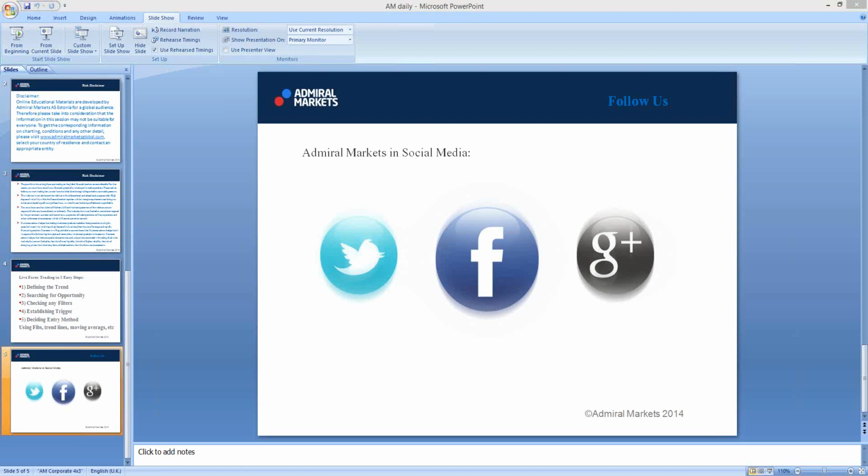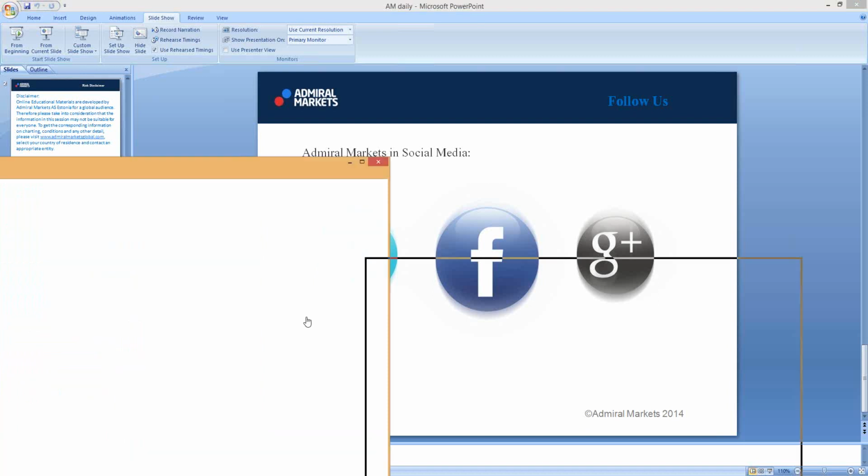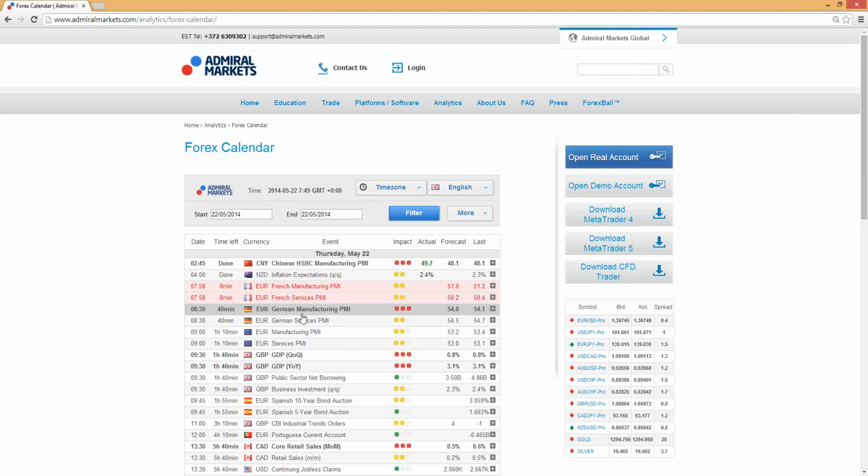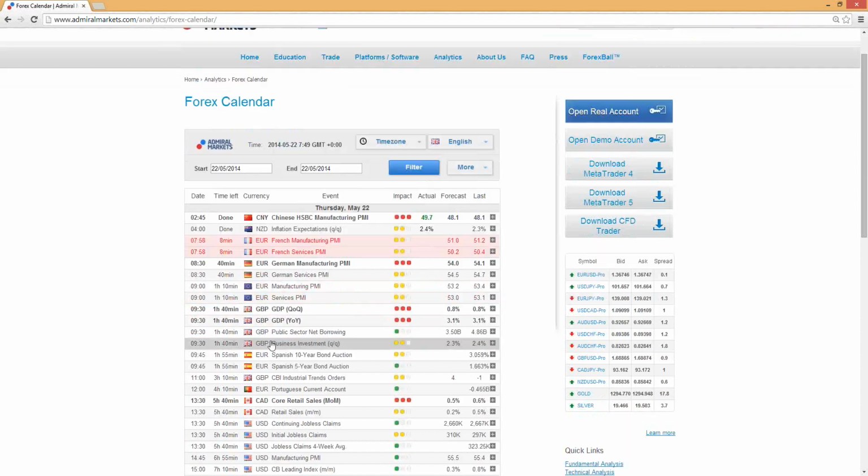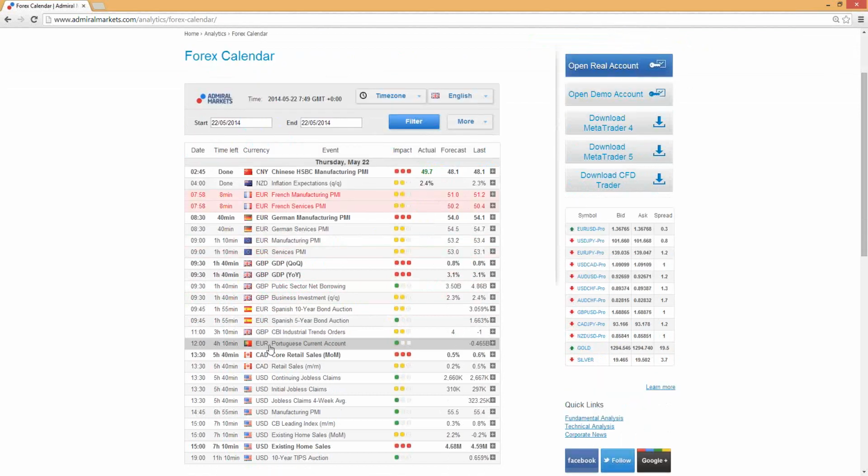And let's take a look at today's calendar. Well, we have German PMI coming up in 40 minutes, and we have pound GDP. As always, the usual news events. Let's wait for those to happen, and then the market will be free to trade on the euro and pound. We also have CAD core retail sales today.